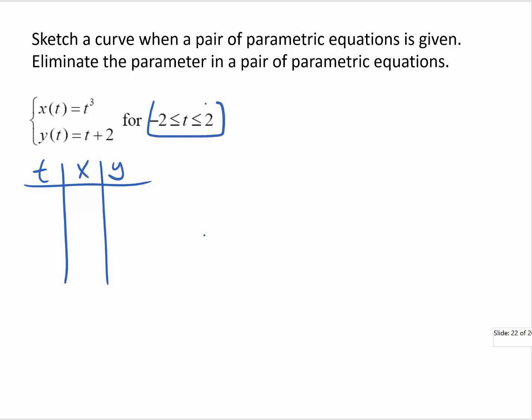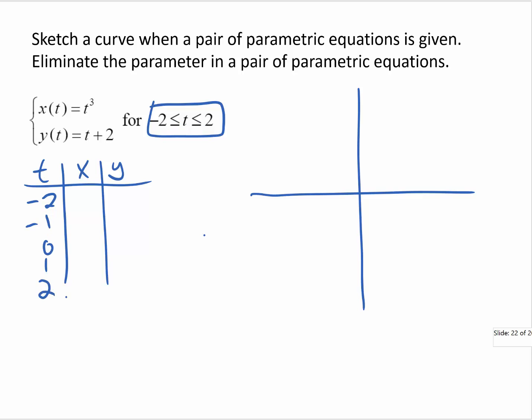And often it is restricted, like it is here. So we'll want to take note of that. And then we're going to go plot these on an XY graph. So t ranges from -2 to 2, so let's just pick all those integer values between there and see if that's enough to see what the curve is doing.